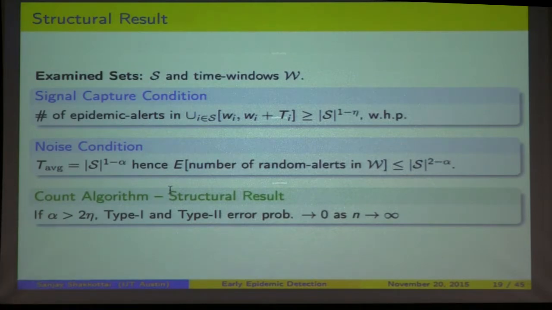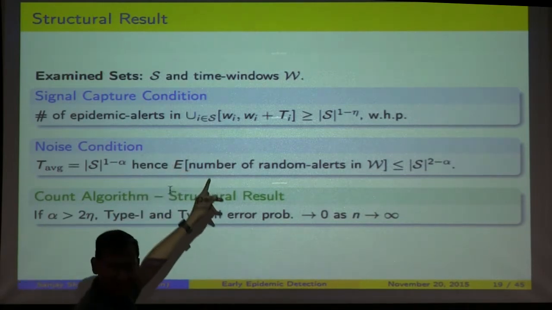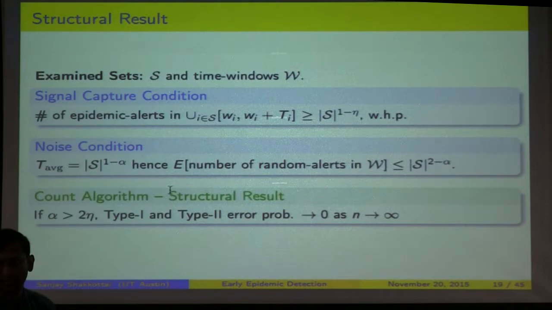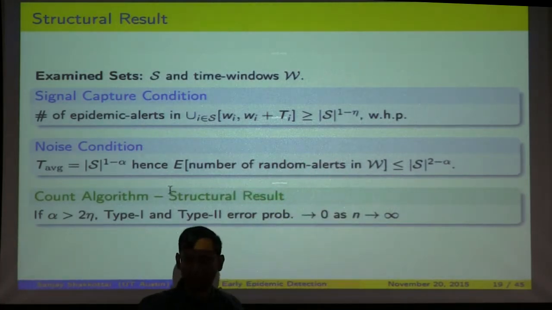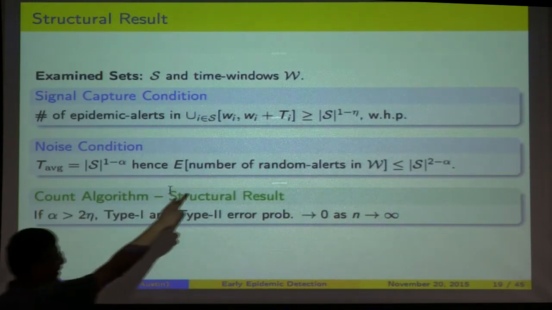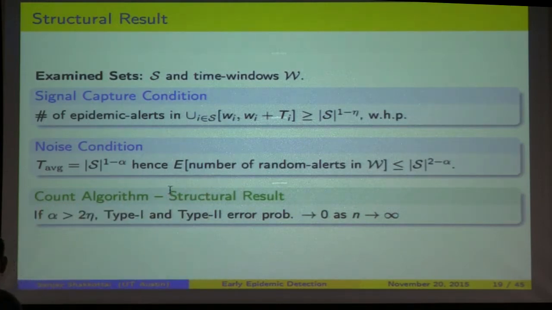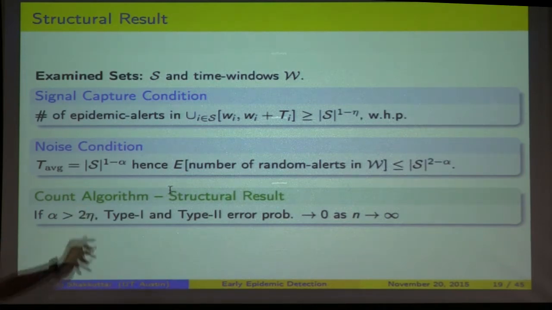the following conditions. The first is the signal factor condition. Your S and the windows are such that under the epidemic hypothesis, you capture at least card S to the 1 minus eta number of bits. So how much power you lose depends on eta. In particular, if eta equals 0, you have captured all the power. But you could scale back polynomially. It depends how you're doing this.